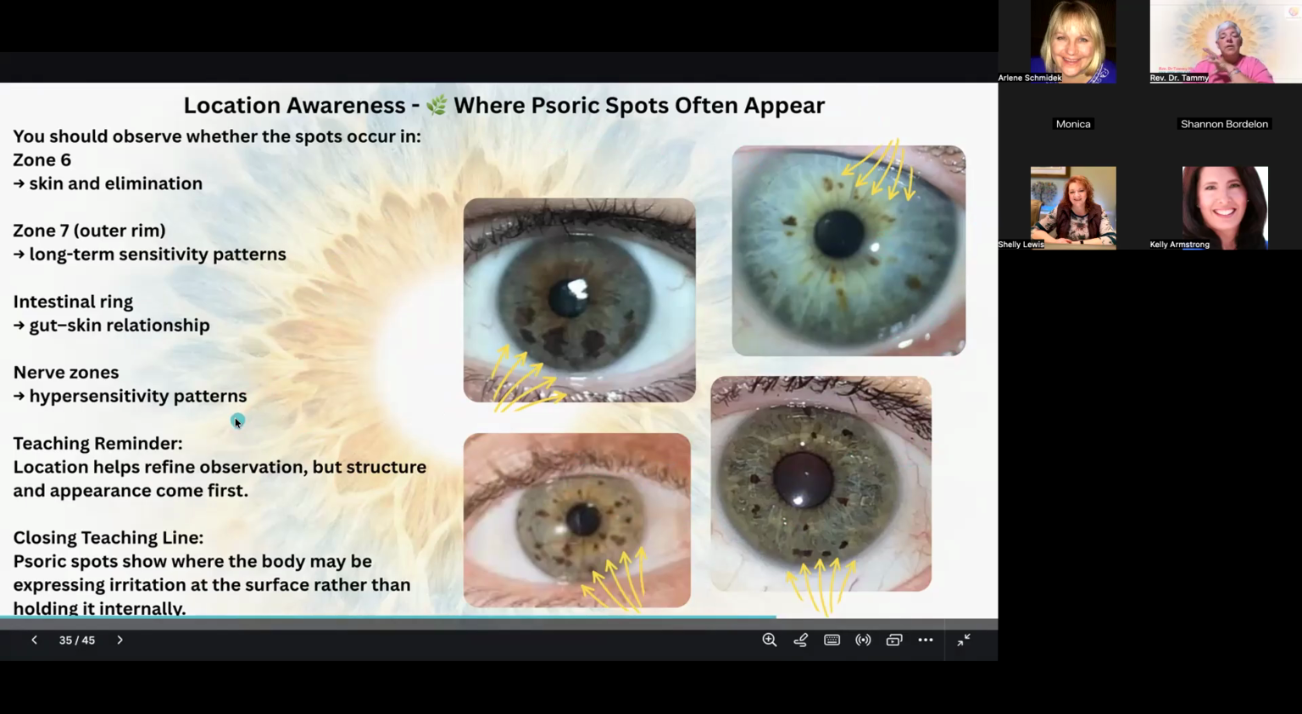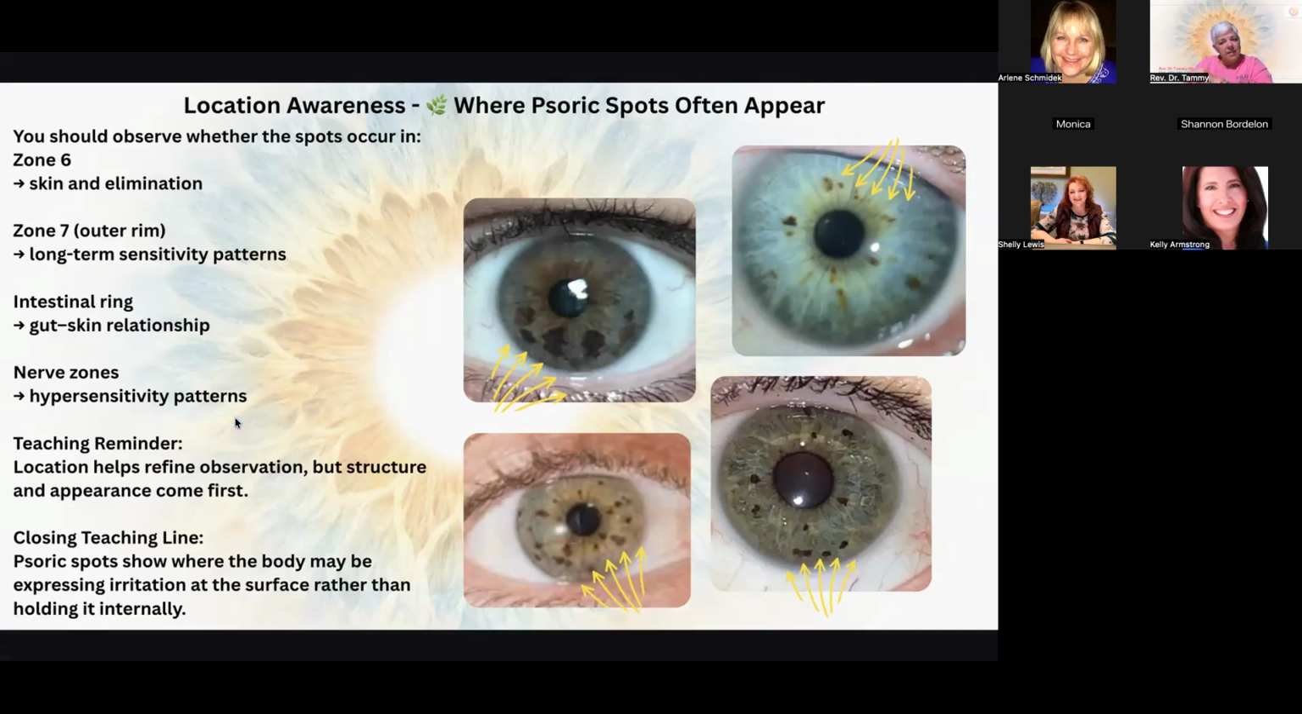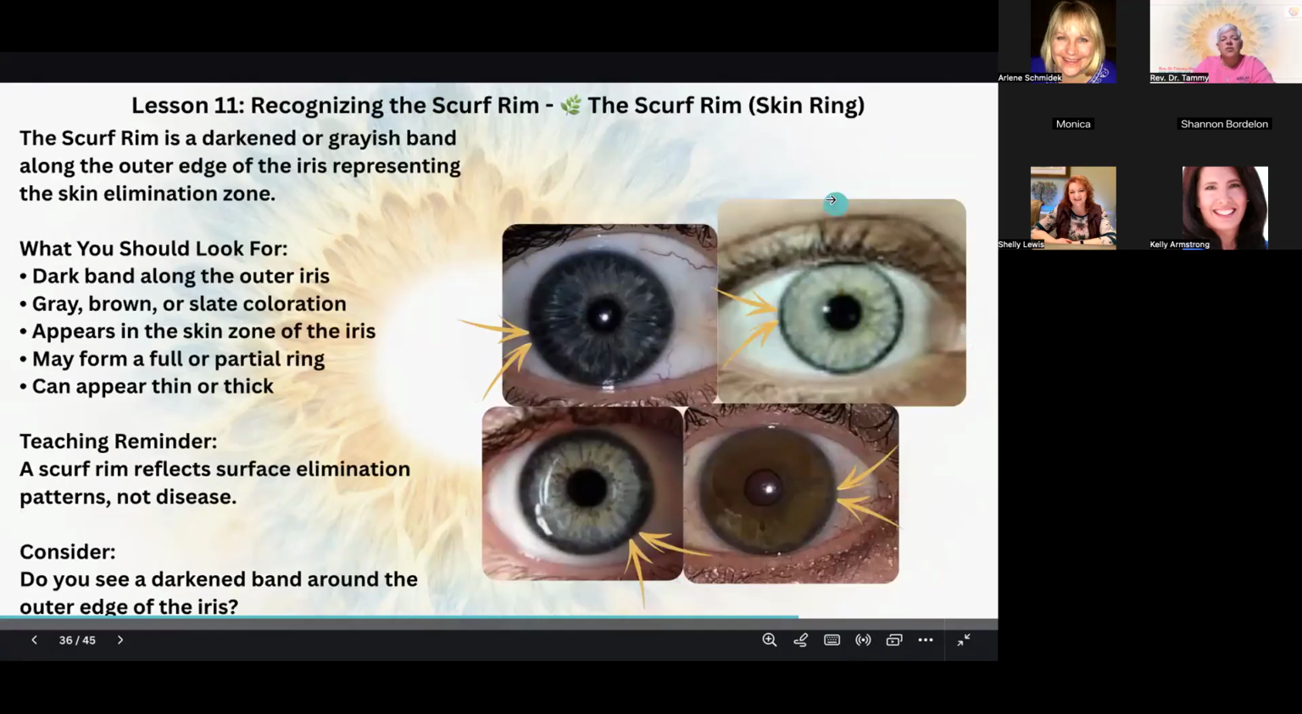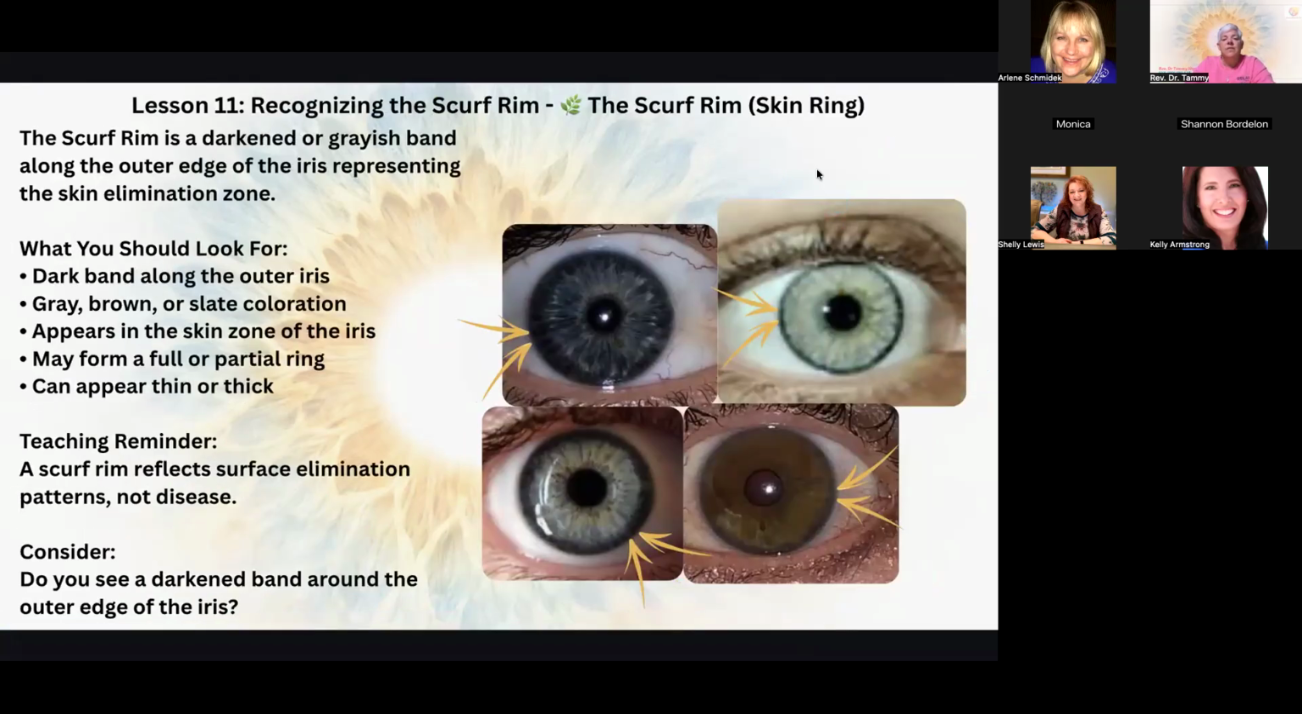So you just want to really look at where it's deposited, check the map, see which organs or zones or tissues are being affected. And then start asking questions of the client. So these are showing where the body may be pushing irritation out to the surface rather than holding it internally. Those are things you're really going to consider there.